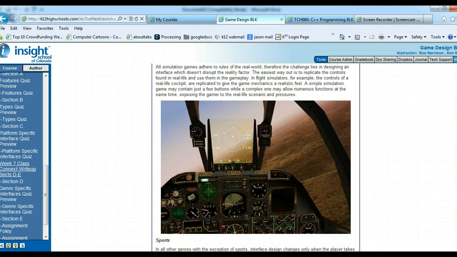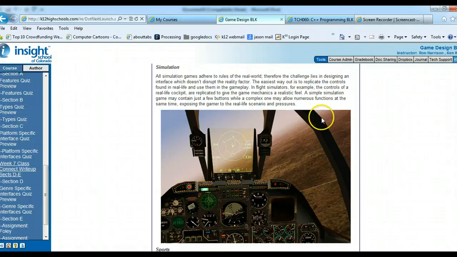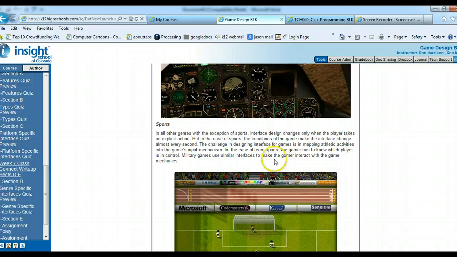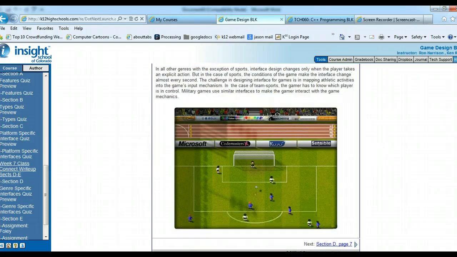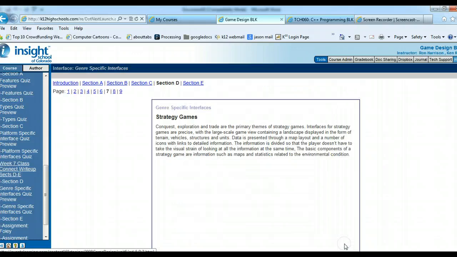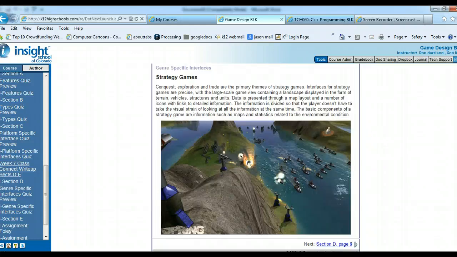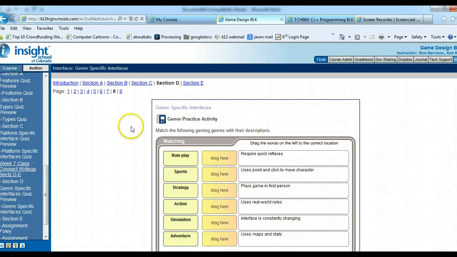Down here, simulations and sports games. So you might give a couple of items that are important for simulation games, a couple of items that are important for sports games. So I think you understand what I want. I don't want you to just copy and paste the whole paragraph. I just want you to give a couple bits of information. And again, for that question, you're going to answer just 3 of those.